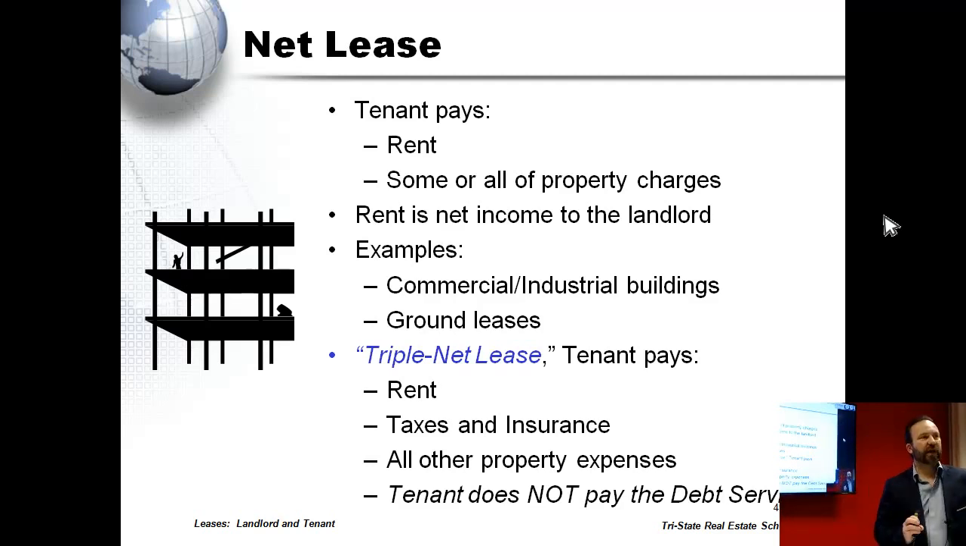But the tenant, and here's the key word, here's the caveat, does not pay debt service. Debt service is a word that we haven't learned yet because we talk about mortgages in the next chapter. Debt service in investment property and in commercial is the mortgage. Debt service equals mortgage. With residential property, we call it mortgages. So with a triple net, the tenant pays the rent plus a shared portion of all of the other expenses.